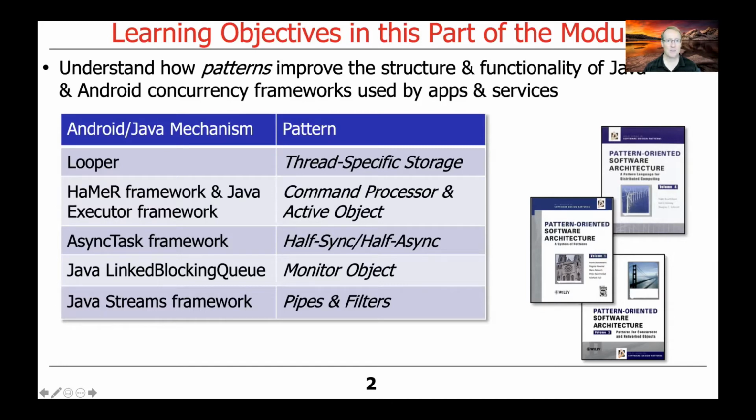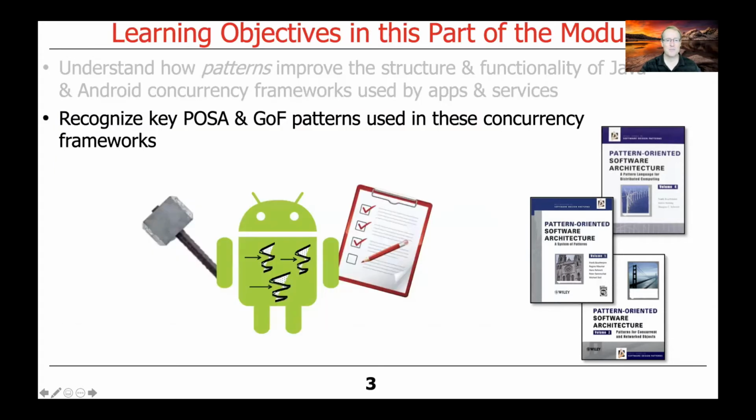In particular, we'll talk about some patterns from the Pattern-Oriented Software Architecture book series, the POSA series that I co-authored many years ago, as well as some of the patterns from the Gang of Four book. Particularly, we'll look at things like thread-specific storage, command processor and active object, half-sync/half-async, monitor object, and maybe pipes and filters, although that really requires more knowledge of Java streams. So we may not cover that in detail here because that's really a topic more for my next course that'll occur next fall. And we'll talk about the different patterns that show up here. It's really fun to understand these patterns.